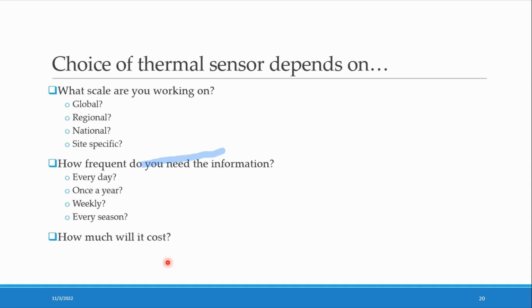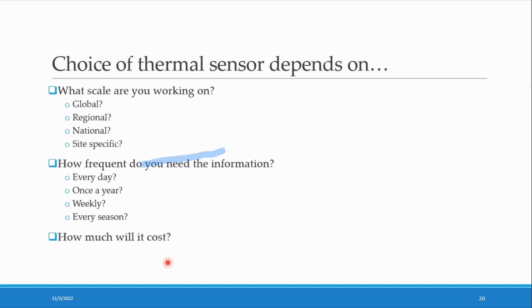If you want daily, then you'll go with MODIS that has 1 kilometer resolution. If you want weekly or fortnight, then you'll go with Landsat. Better spatial resolution, but temporal resolution is 16 days. So it still goes back to you, the researcher, or any application or project that you're working on. That's why I can't say this resolution is better than this. It still depends on what you're working on.